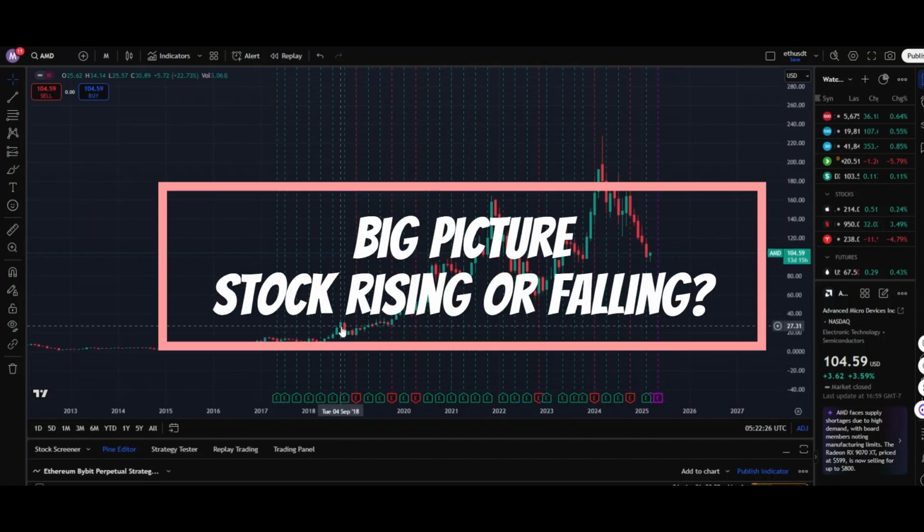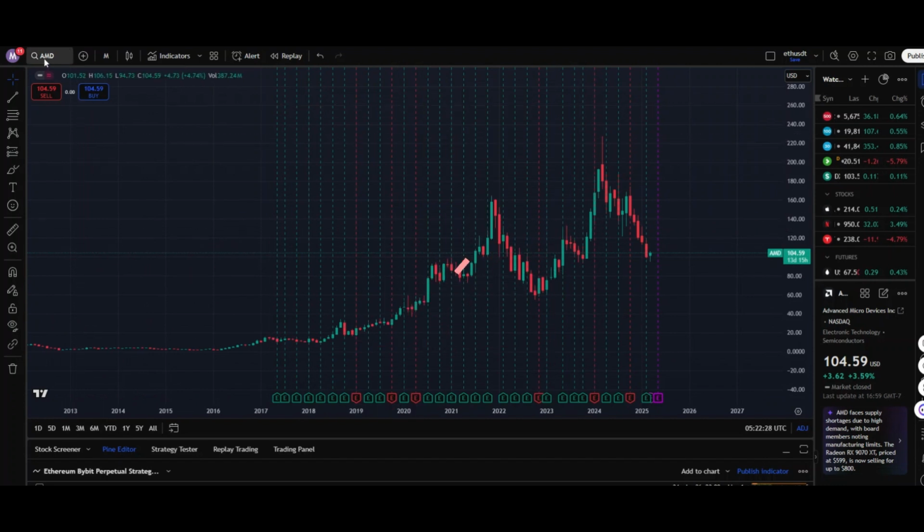When we look at this chart and we're just looking at the overall of AMD, in 2018 it was what, $8.85, and it's gone up to $100. So in 7 years, if you had just held on to it through all the thick and thin, you still would be up money.